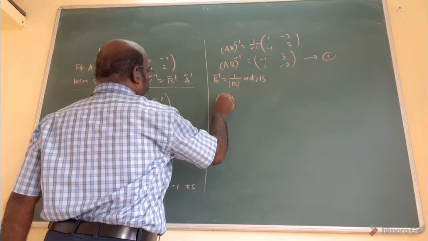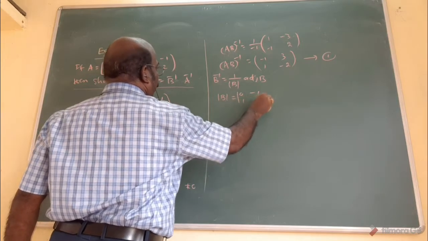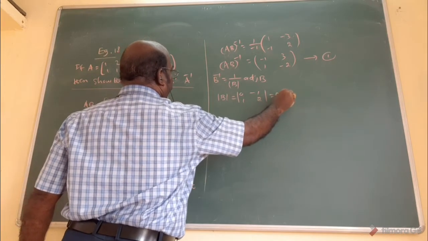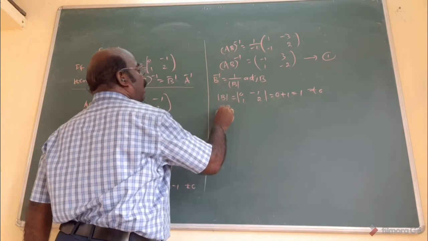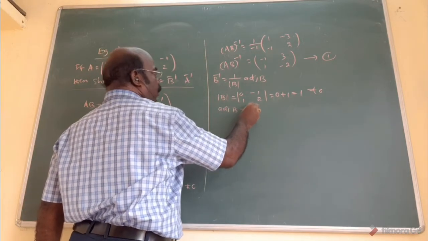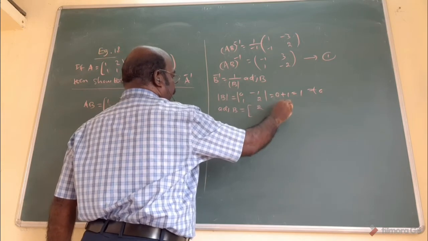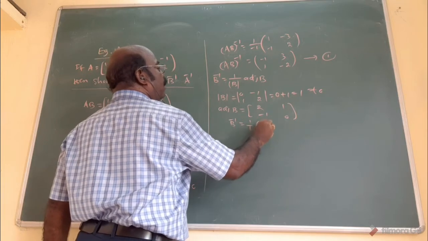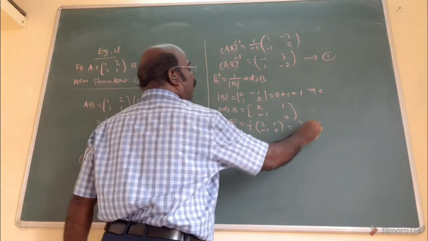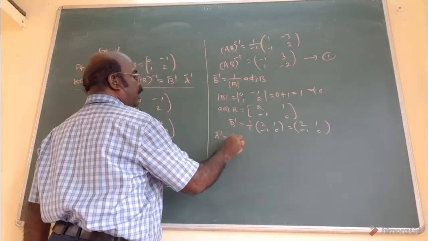Am I right? Determinant of B, first line: 0 minus 1, 1 2. What is the answer? 0 minus 1 into minus 1, plus 1, not equal to 0. Next, adjoint B, already told you: first interchange, then change sign. Therefore B inverse equal to 1 by 1. 1 by 1 is 1. Again A inverse, write the formula.